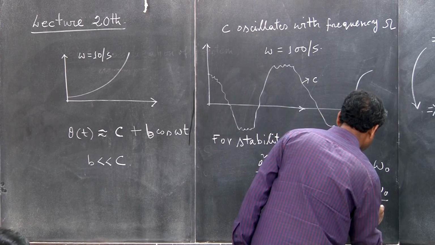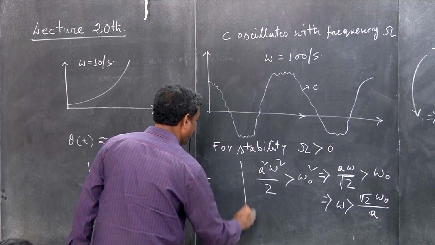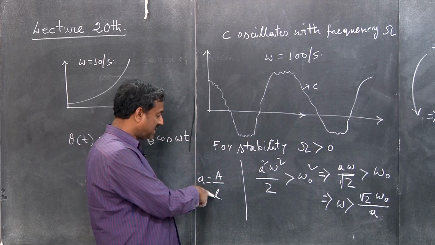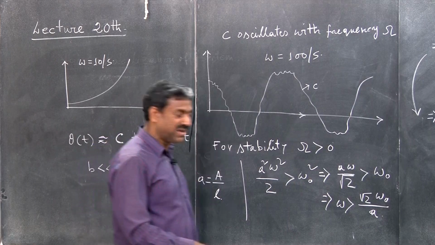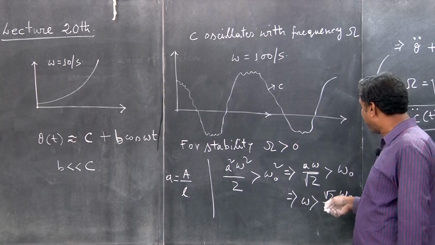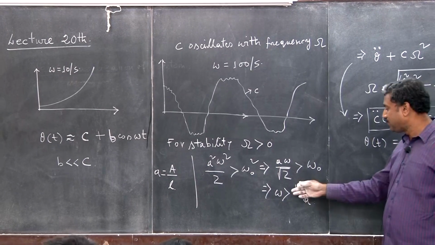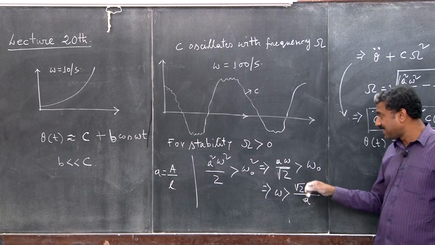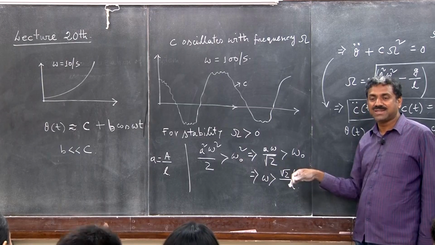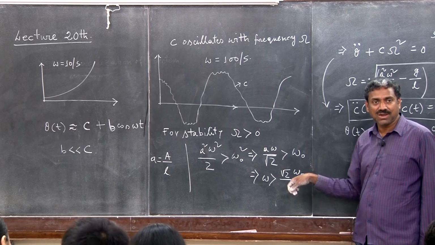Or omega is greater than root 2 omega 0 by a. Now what is a? A is nothing but capital A by L, right? L is much greater than A, so a is anyway a small quantity. So what is the excitation frequency that you should apply from below? That should be much greater than the slowly varying frequency divided by root a. That means these conditions must be satisfied. Then only the system will be stabilized. So this is the condition of stability.